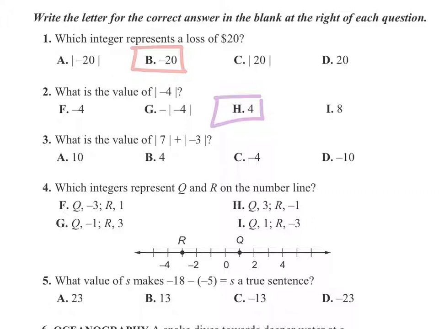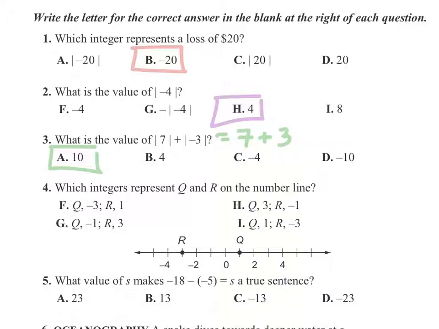What is the value of the absolute value of 7 plus the absolute value of negative 3? Well, the absolute value of 7 is 7. And then we're going to add that to the absolute value of negative 3, which is 3. 7 plus 3, bam, A. 10.